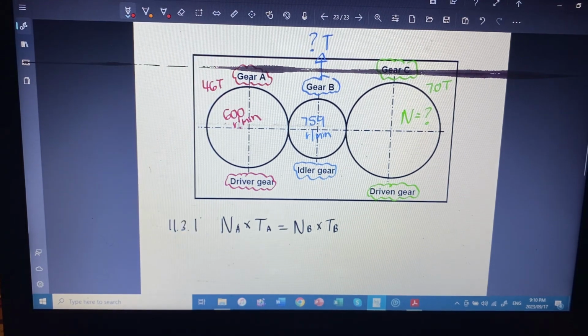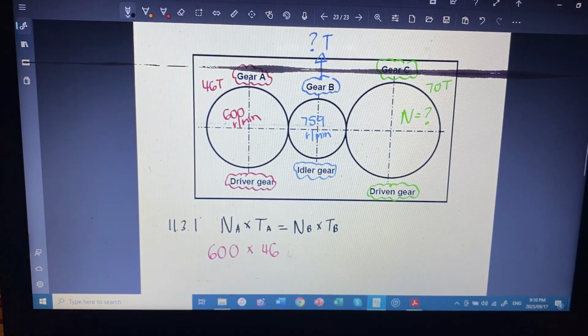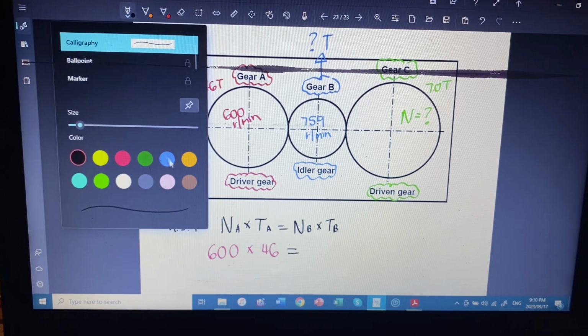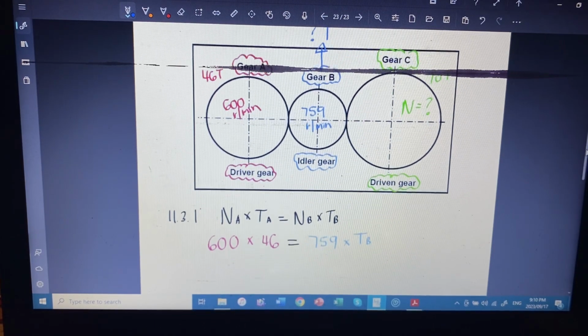So the speed of A is the 600 times the teeth of A is 46, and then equal to the speed of B, which is 759, and we don't know what the number of teeth is. That is what we are trying to calculate. So that is what my formula would look like. Like I said, I can't use this because it would have been 759 times TB equals 70 times NC, and then there's two unknown letters in the calculation.